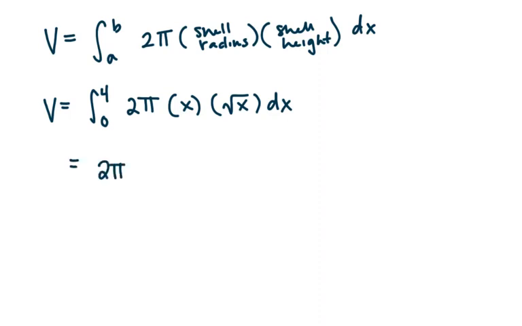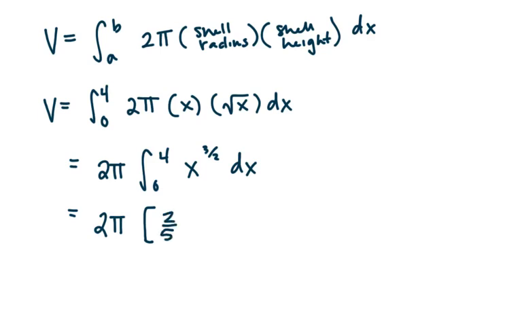So at this point, this is very, very easy for us to integrate. I'll pull my 2 pi out. The integral from 0 to 4, if I multiply x times the square root of x, that is x to the 3/2 dx. So this becomes 2 pi, adding 1 to 3/2 is 5/2, so I have 2/5 x to the 5/2, and we'll need to evaluate that from 4 to 0.